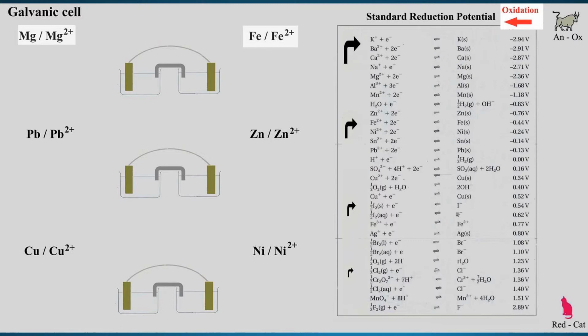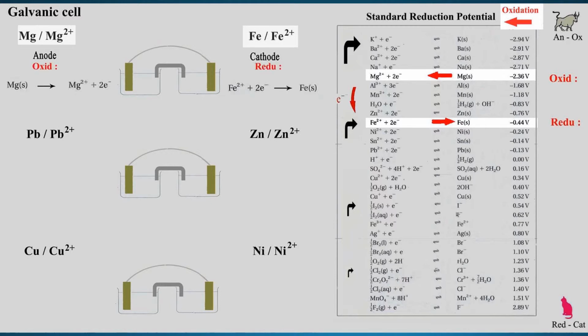First one, highlight. Put the arrow. Which flows to which? It must be from top to bottom, otherwise it won't flow. So it must be magnesium flows to iron. Magnesium oxidation, iron reduction. Electron flowing this way, from anode to cathode, an ox chasing a cat.